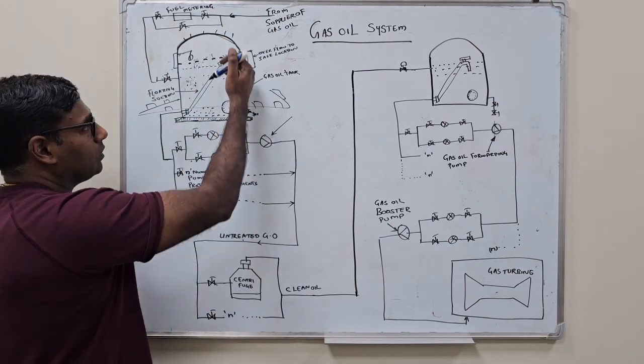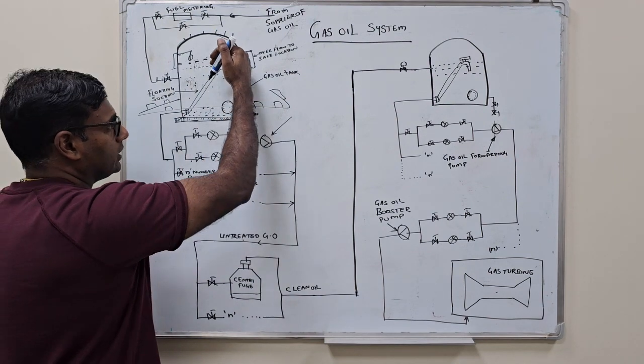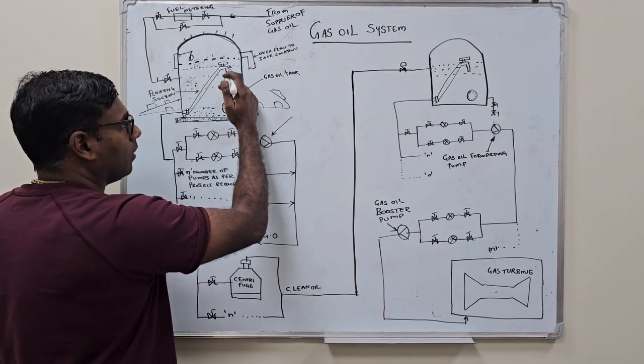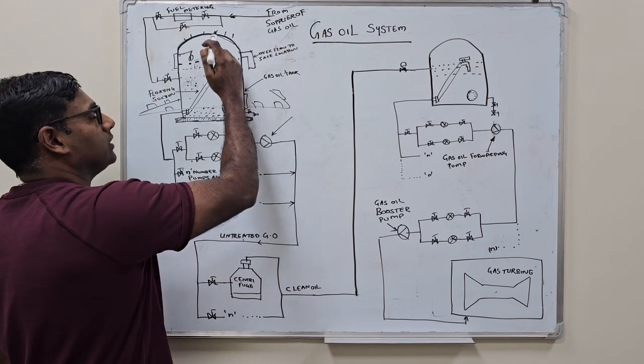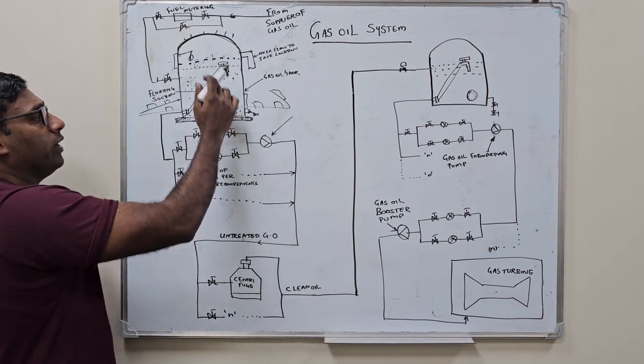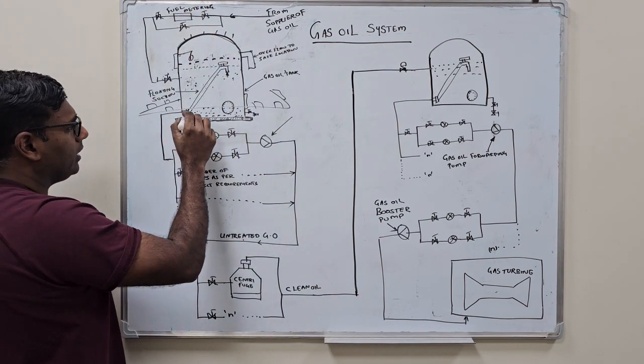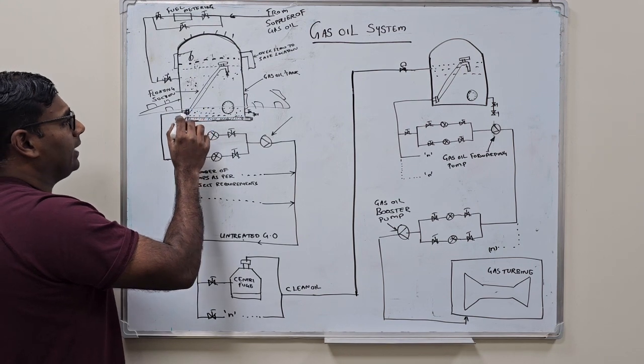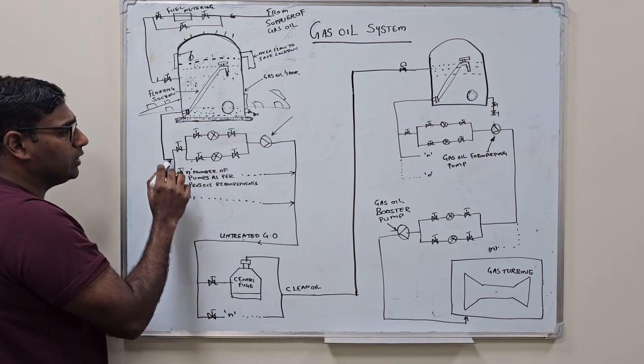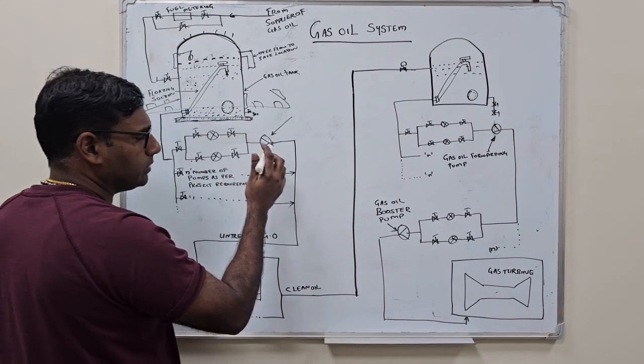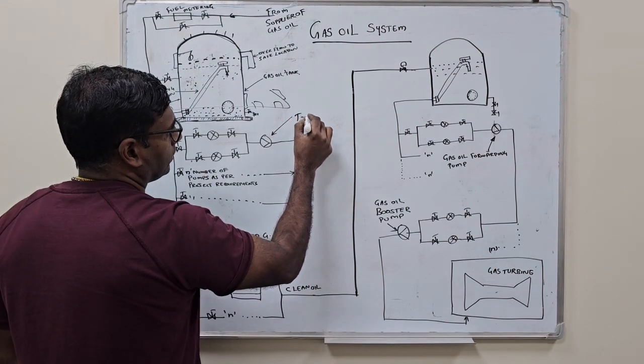As the level comes down, the floating suction point will come down. As the level goes high, the floating suction will go high. It will be floating all the time. It has a fuel elbow here, and from there the oil is withdrawn into pumps. These pumps are known as transfer pumps.